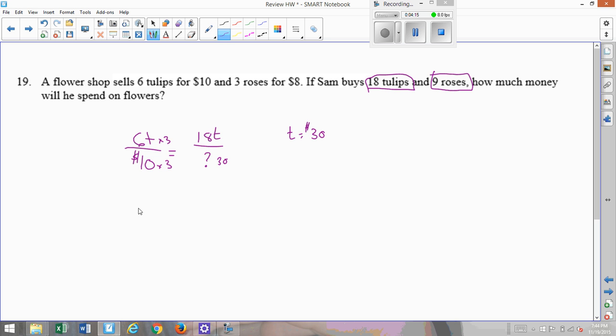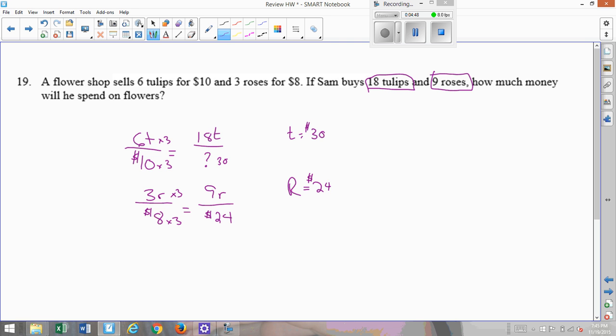The roses, so you get 3 roses for $8, which then you're trying to get to 9 roses. Well, we have to multiply by 3 because 3 times 3 is 9. Whatever you do to the top, you got to do to the bottom. Multiply by 3, you get $24. So the roses equal $24.